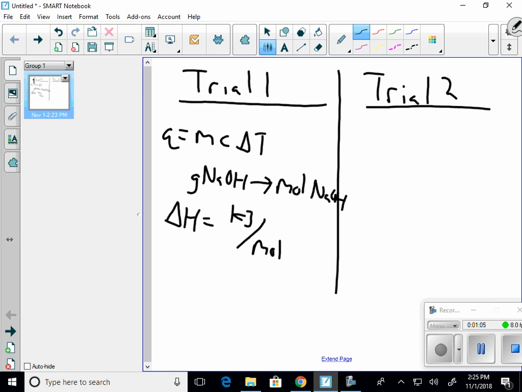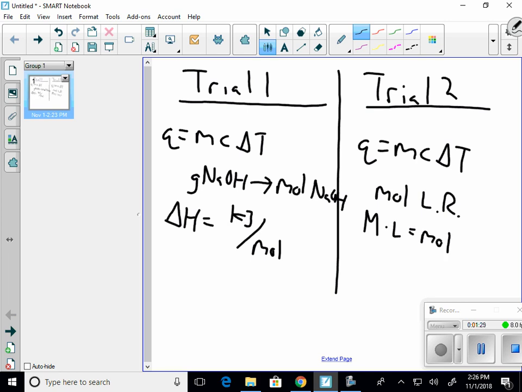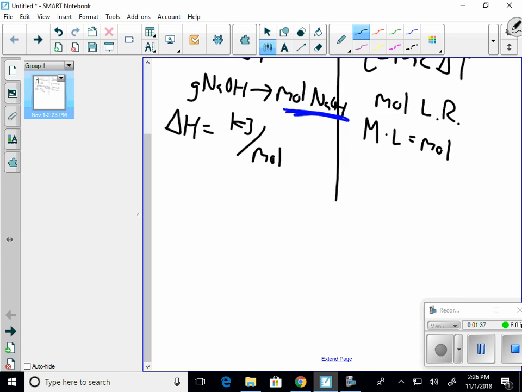Similar thing for trial number 2, where you're doing Q = mcΔT. Hopefully again the mass of the entire HCl plus NaOH mixture. But then you need to find the moles of the limiting reagent. For your HCl, you know the molarity, you know the liters, that can get you moles. For the NaOH, you already know that from the previous experiment. Again, why do we need that? Because to solve for ΔH, we have to take our kilojoules per mole of limiting reagent.